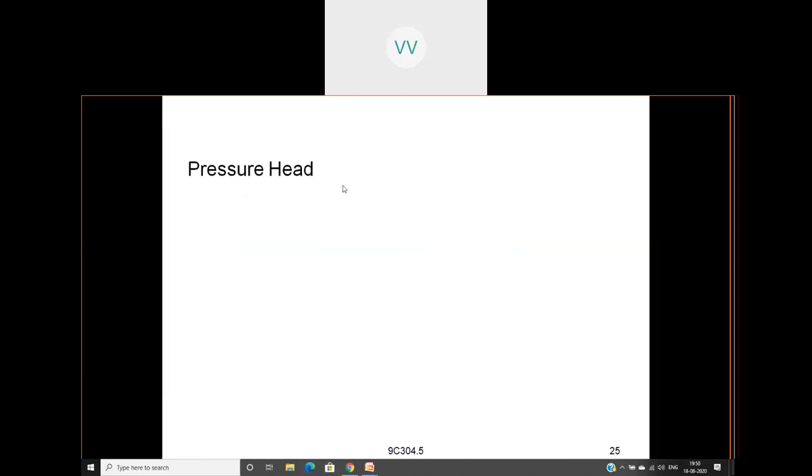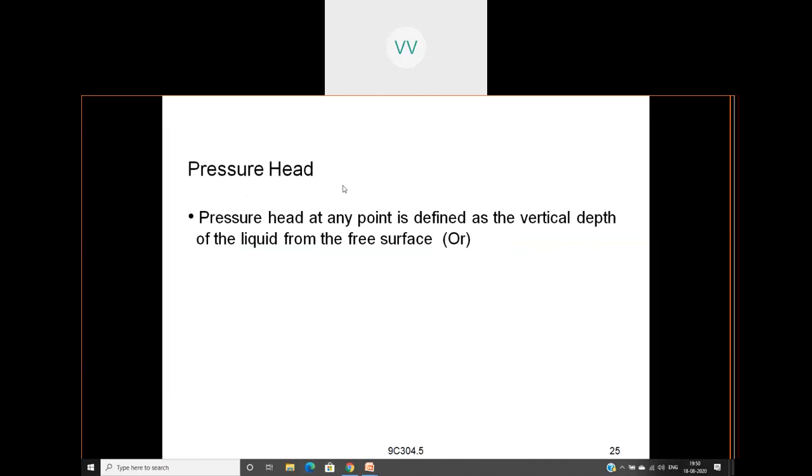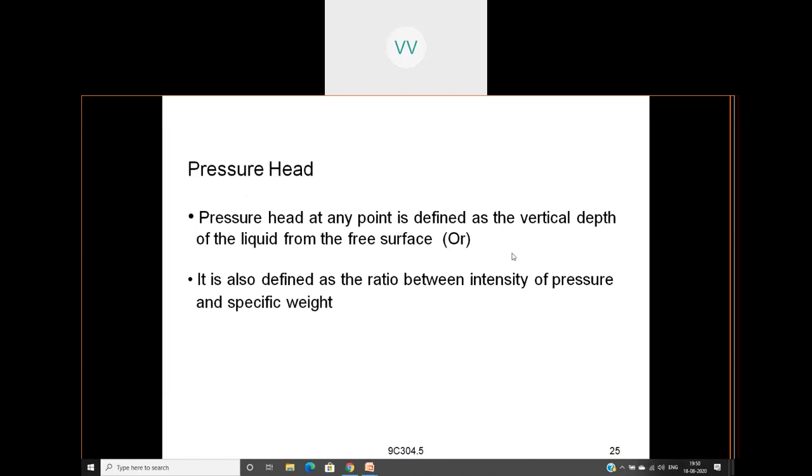Then the pressure head. So what is this pressure head? The pressure head at any point is defined as the vertical depth of the liquid from the free surface, or it is also defined as the ratio between the intensity of pressure and the specific weight. So the pressure at any point is directly proportional to the pressure head. That means P is equal to WH.